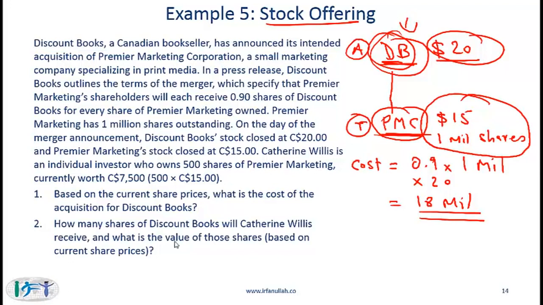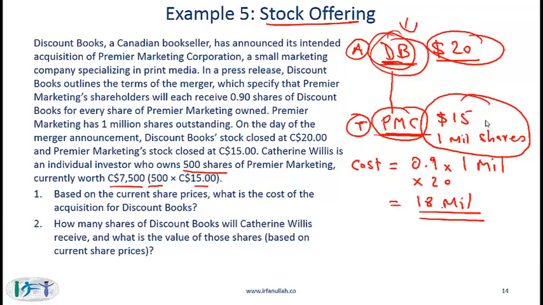If you take a particular shareholder, what is happening to her? So originally she owns 500 shares of PMC. So what is her net worth? It is 500 into 15, which is 7,500. Now, post acquisition, she is going to be better off, but how much better off?